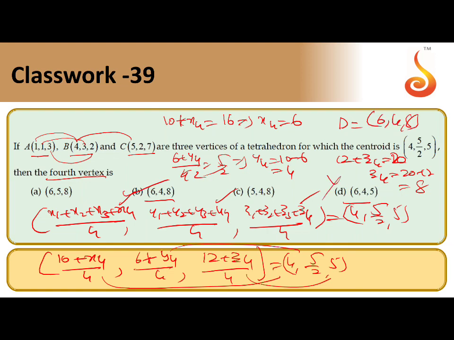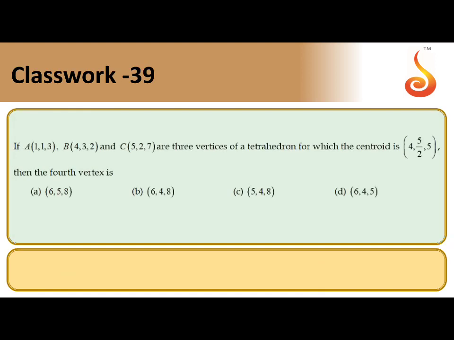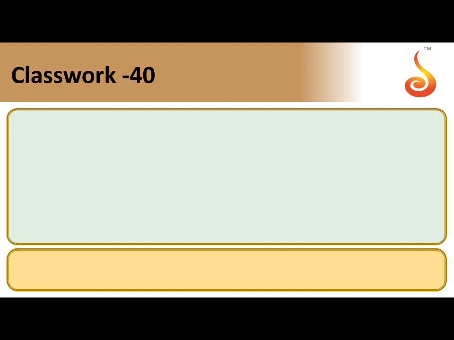I hope you have this one. So the answer is (6, 4, 8), by equating each term and getting the values. This is x4, this is y4 and this is z4. The coordinates (6, 4, 8) are the right answer. I hope this is clear. Check the answer. Option B is the right answer.